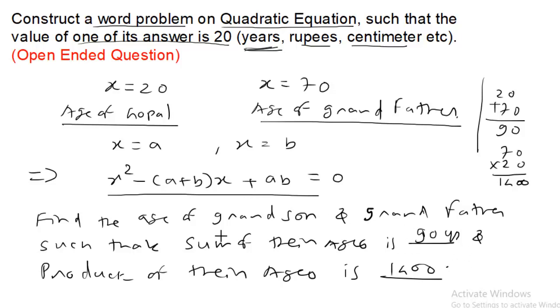So according to this situation, we will be able to frame the equation x square minus 90x plus 1400 is equal to 0. And if you solve this equation, you will get the same solutions, that is x is equal to 20 and x is equal to 70.